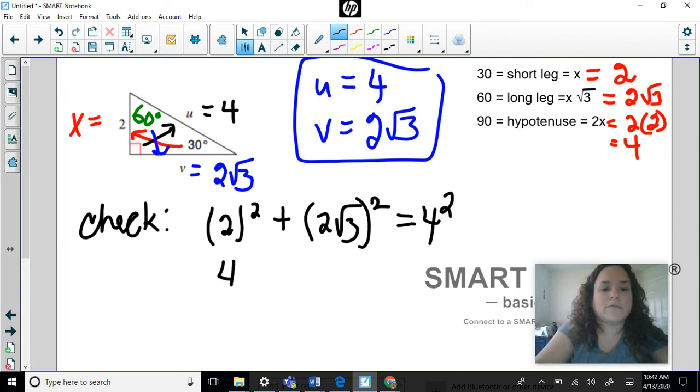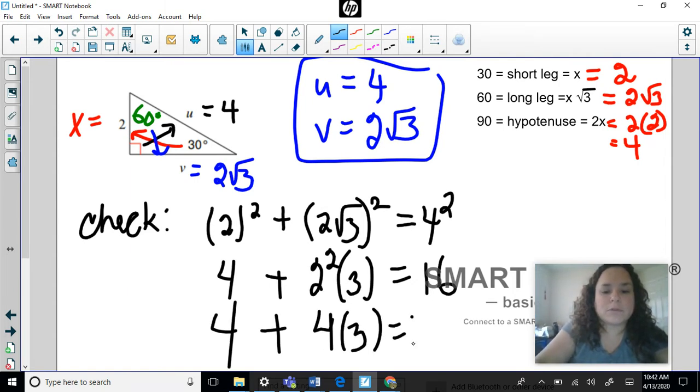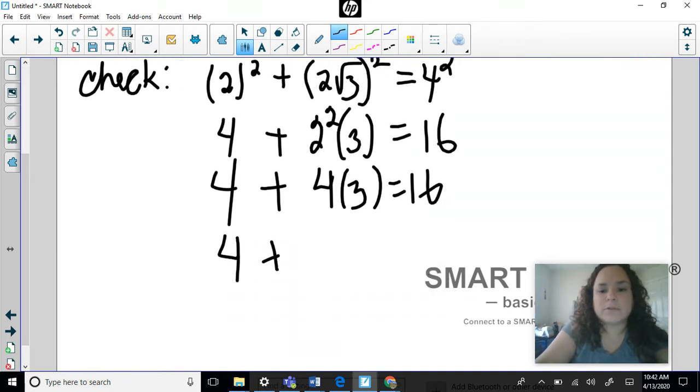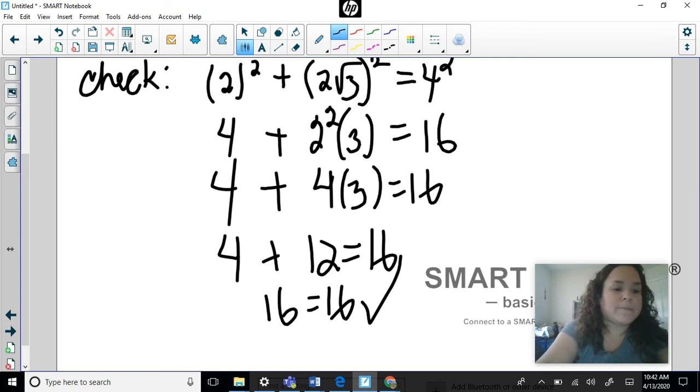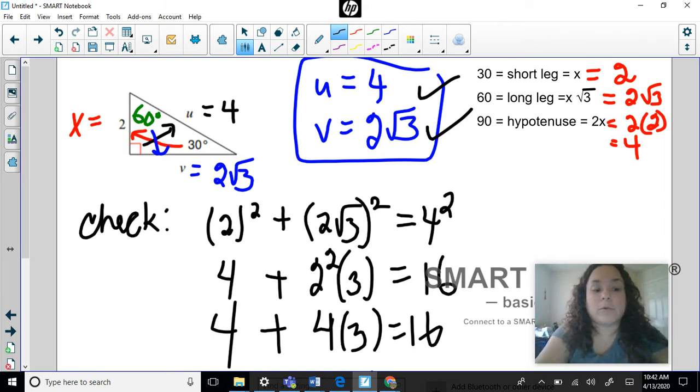2 squared gives us 4, plus 2 squared times 3, equals 16. Simplify 2 squared times 3, so that would be 4 plus 4 times 3 equals 12. Bring down your 4. Multiply 4 times 3, which is 12, equal to 16. Add those, 4 plus 12, which is 16. And guess what? We did that correctly. The values that we found using the ratios were correct. So for sure, these two are correct. In the next examples, I'm just going to be solving for the missing sides. I will not be checking each one.